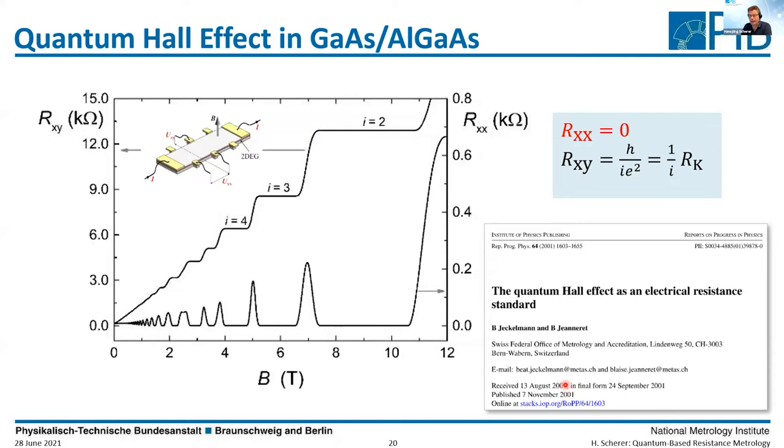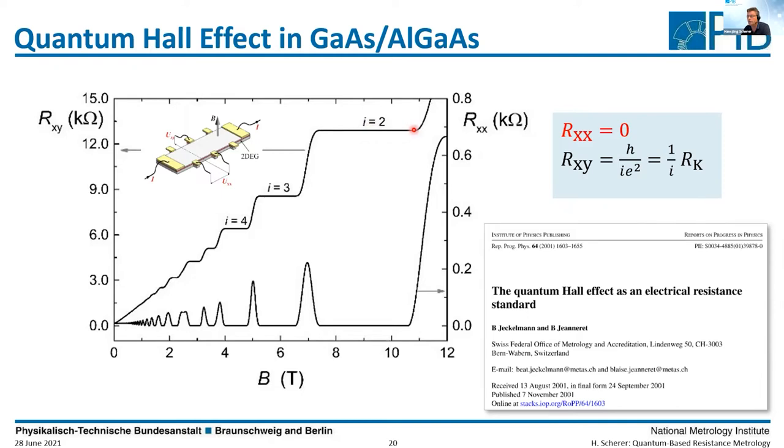This shows again how this then works. So you see the typical fingerprint of the quantum Hall effect. That means here the upper curve is the Hall or transverse resistance measured between orthogonal potential contacts here on each side, with these typical plateaus indicating these integer numbers here.